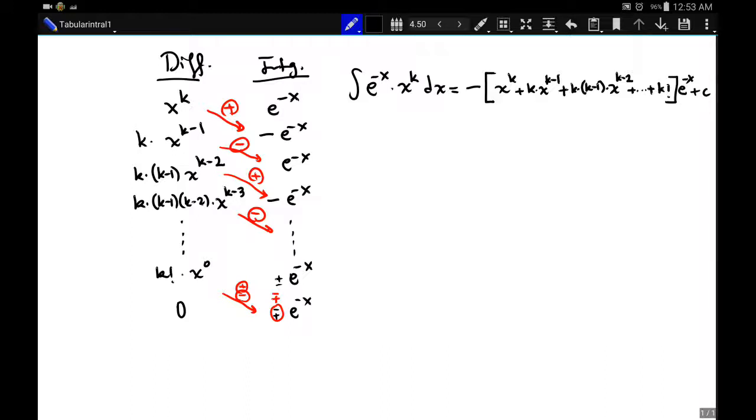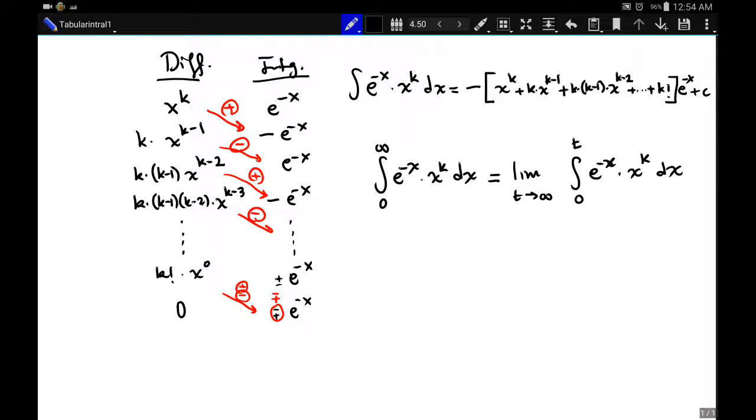Alright, so you can see that, for example, if I integrate this from 0 to infinity, e to the negative x times x to the k dx, as an example, you just have an improper integral in here. So if you pass infinity in here as a limit, treat this as t goes to infinity, from 0 to t, e to the negative x times x to the k times dx.